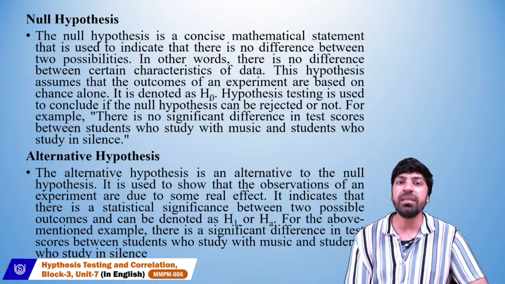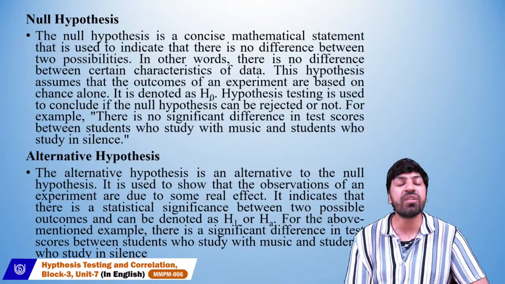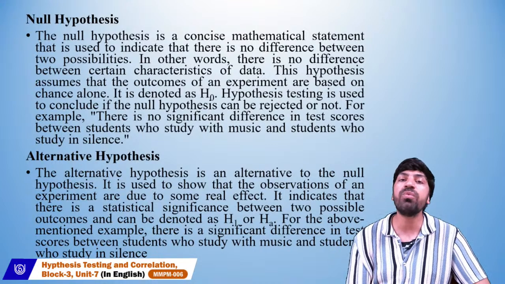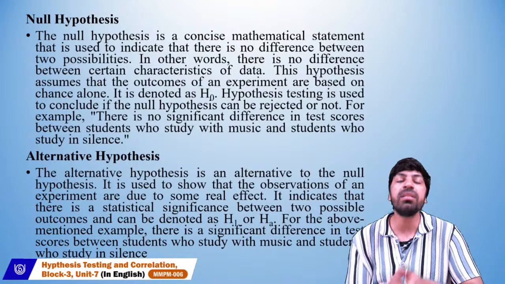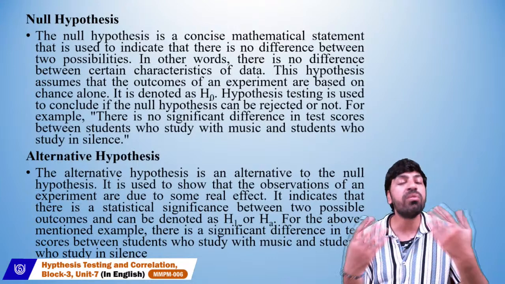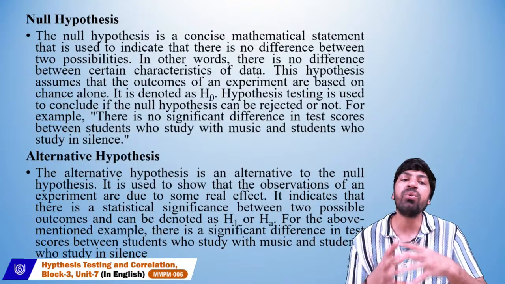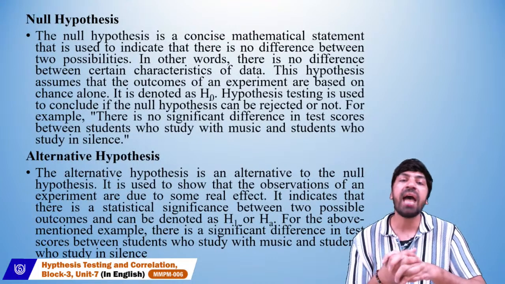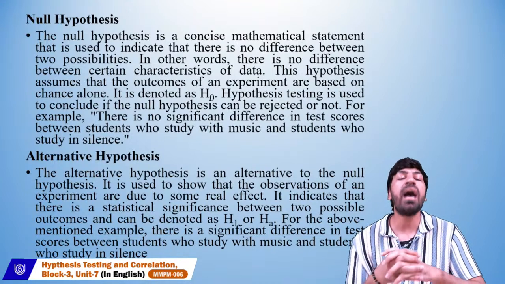Let's take an example to understand the null hypothesis. There is no significant difference in test scores between the students who study with music and the students who study in silence. So this is the null hypothesis example. If you are making any null hypothesis, you have to mention a no or not word, that there is no statistically significant relationship between the test scores of students with music and with silence. So this is another way you can prepare the null hypothesis.